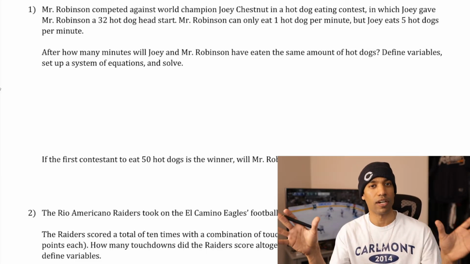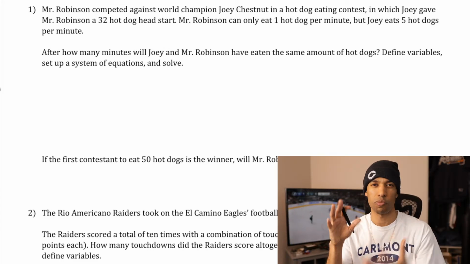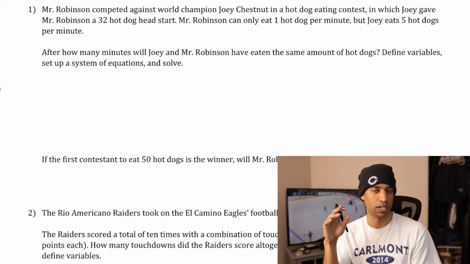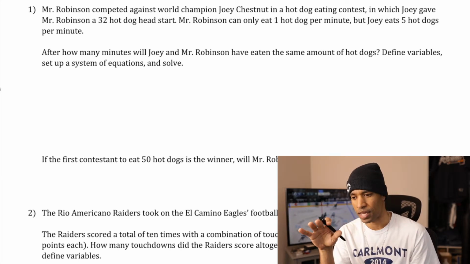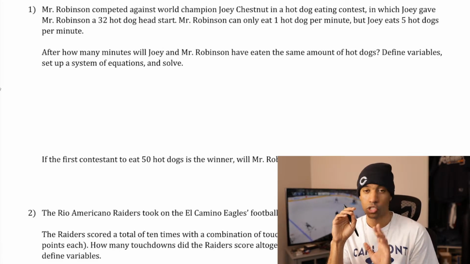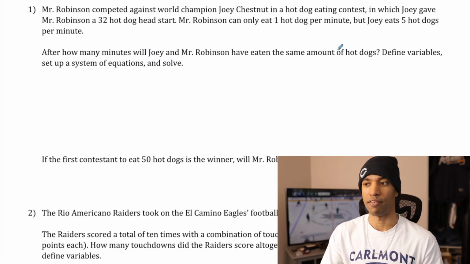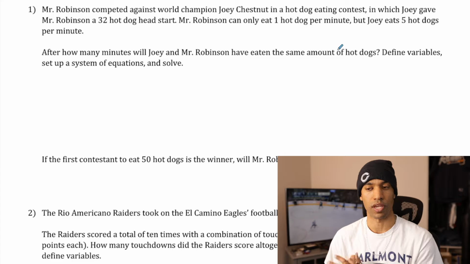Now, this is assuming I've already eaten 32 hot dogs, or that you're counting. I don't even have to have eaten the 32 hot dogs. Just pretend that was my score, that I've eaten 32 hot dogs when he starts his go. Whether I've actually eaten them or keep that pace is one thing. The point is, when he starts, I'm assumed to have eaten 32. So after how many minutes will Joey and Mr. Robinson have eaten the same amount of hot dogs? Define variables, set up a system of equations, and solve.